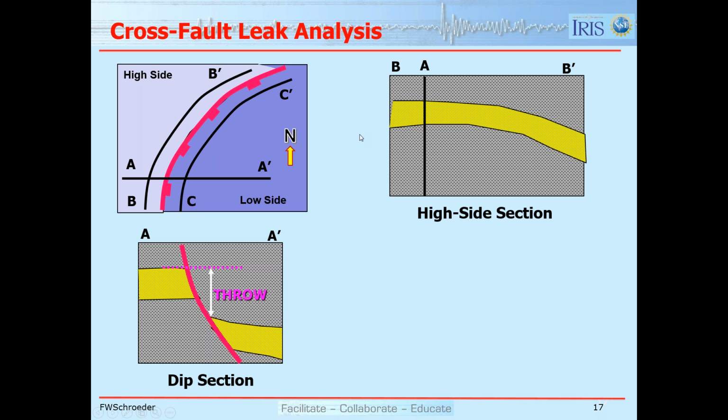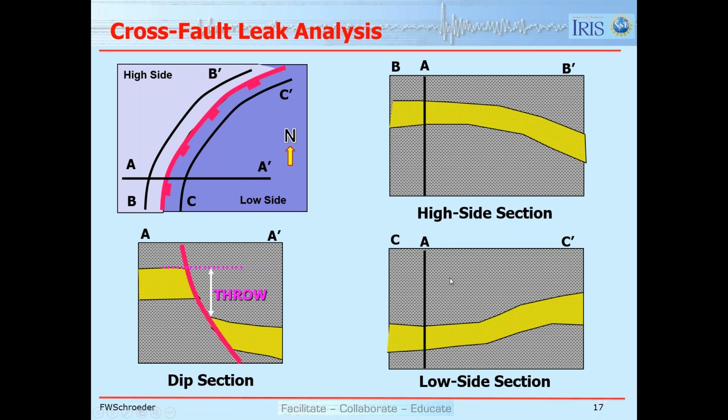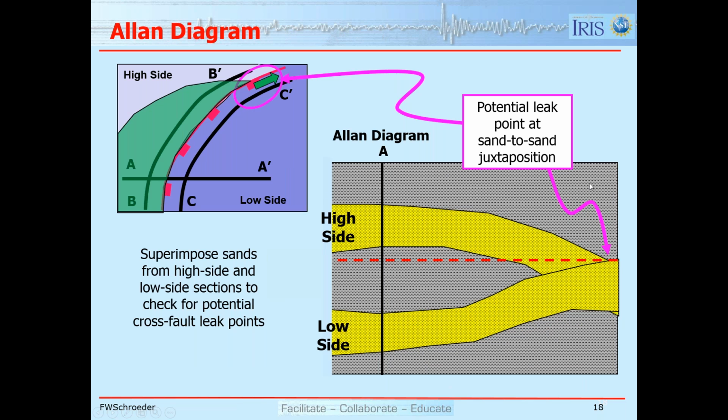And so here it's B to B prime, and here's where we think the porous reservoir quality sands are. Here's the low side, C to C prime. Here's where the sands are. And then if I take those two and superimpose them, I can look for places where sand on the high side touches or crosses sand on the low side, and this then would be a potential cross-fault leak.